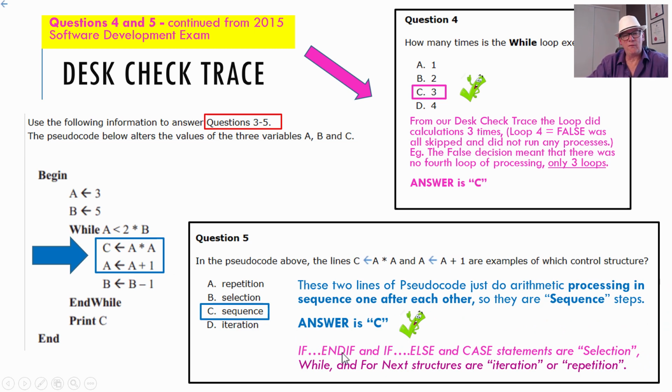Like we said, if you've got an if, end if they're asking about some lines of code, or they had some if or else if lines they're asking about, or some case lines, then your answer would be B, selection. And if they're asking about what does this while A less than 2 star B, what sort of structure's that with its end while buddy down the bottom here? That's a repetition or an iteration type structure, that one, okay? So sequence, they're just doing some mathematics one after each other in sequence. So that was the answer for that one.